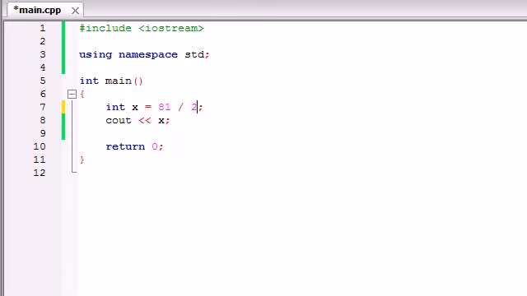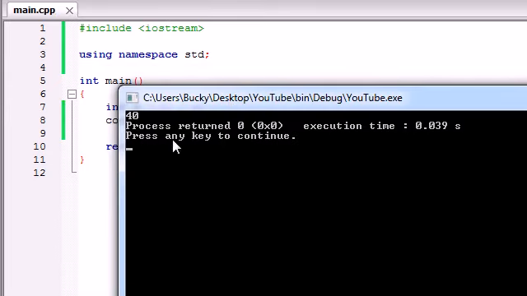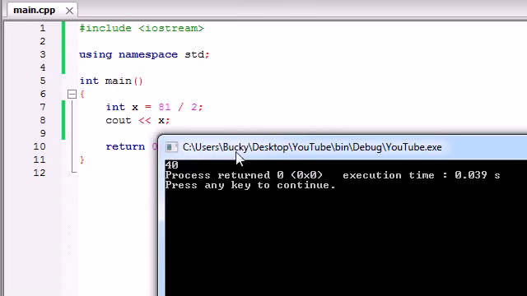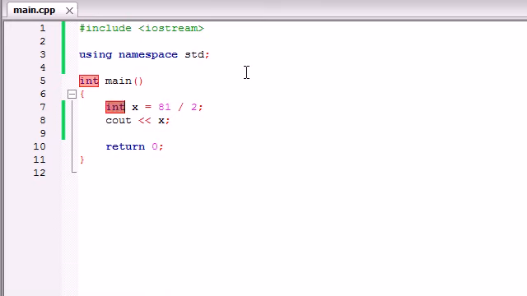So let's try to build and run this and see what we get. Well, it just says 40, and that's not entirely right, because it should have a remainder of 1 with it. So we're saying, alright, we're working with integers right here, and we don't know any other data types, so how can we get that remainder?